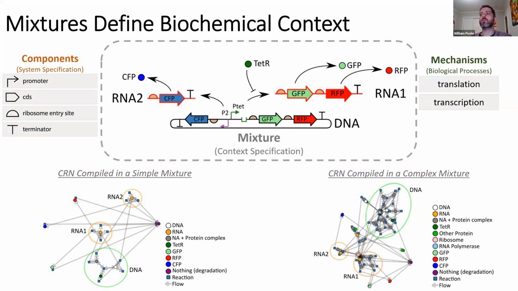Or I can compile this in a much more complex mixture, where here I'm including a lot of machinery. So I'm including things like RNA polymerase and ribosomes. And that gives rise to many more reactions that the DNA and the RNAs are both involved in. But importantly, I'm taking the same specification, this piece of this plasmid, and I'm just putting it into different contexts that have different mechanisms attached to them to get two very different models. And this is as simple as changing one line of code to go from the simple mixture to the complex mixture. So it allows you to take a system and ask, in a very idealized sense, how will it behave? And in a more realistic sense, how will it behave?